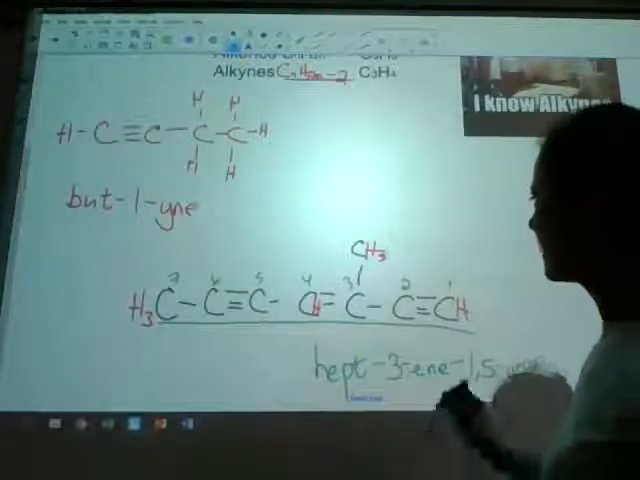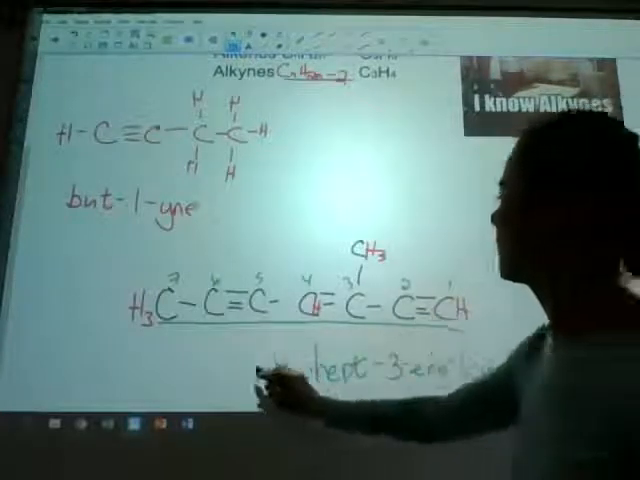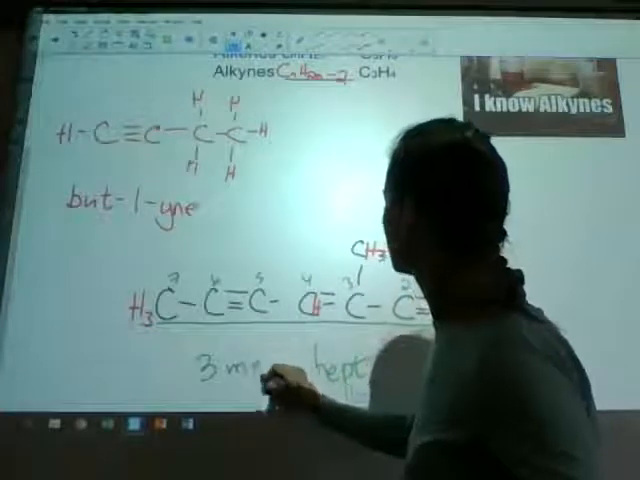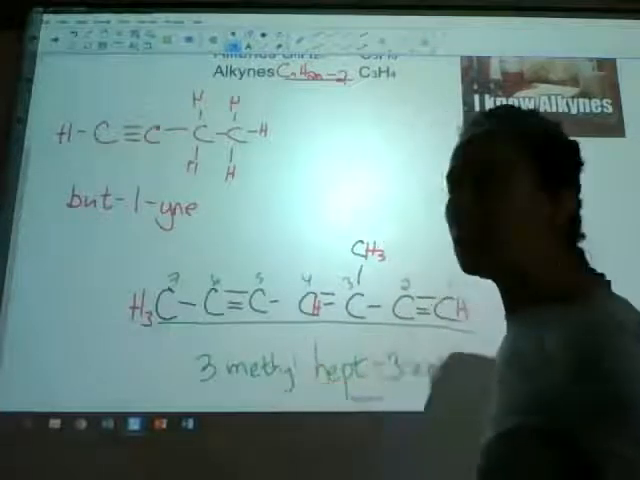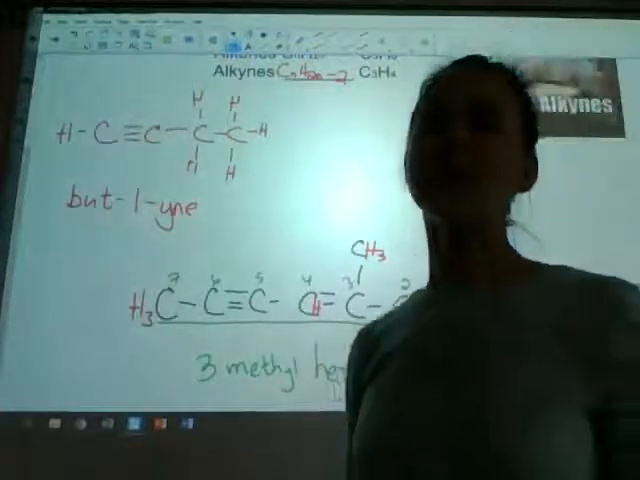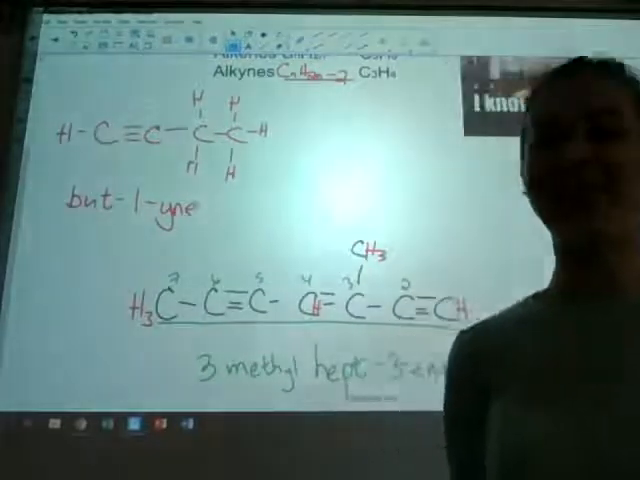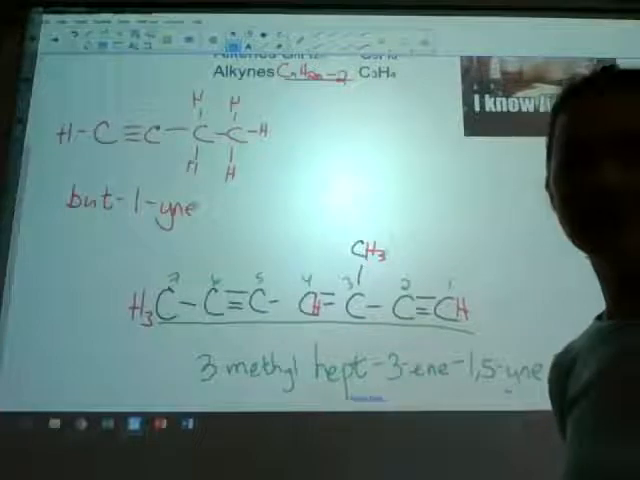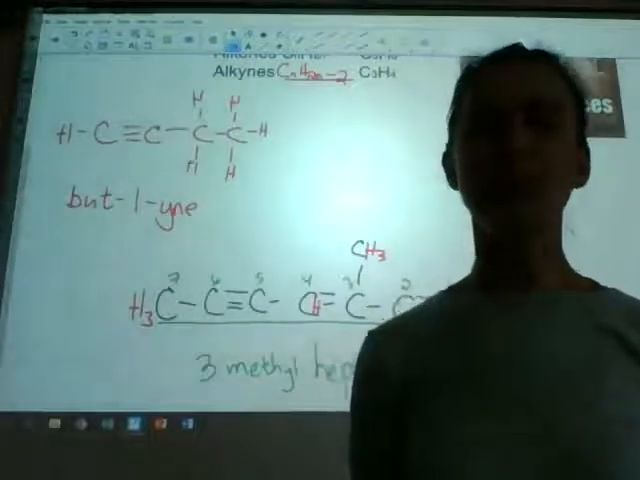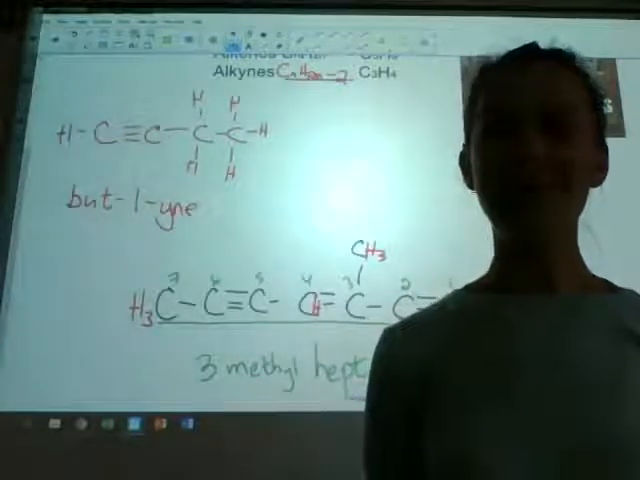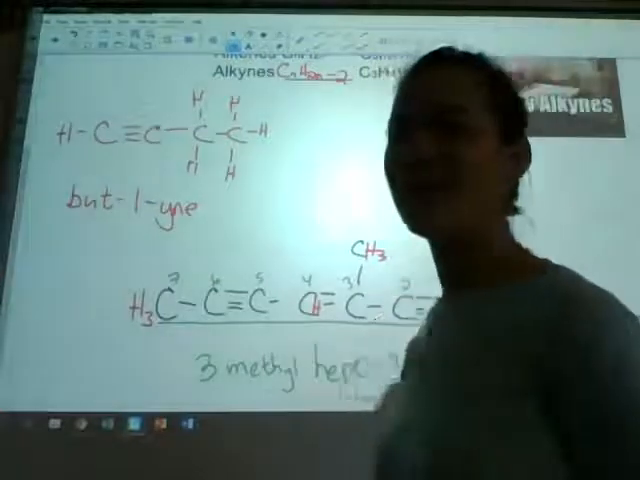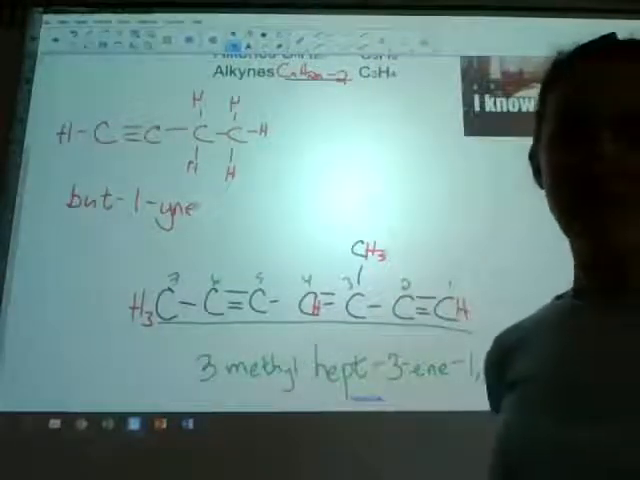Okay? And then the last thing is my branch. So on the 3rd carbon, I have a methyl group. So the name of this shape or formula or structure or molecule, however you want to word it, would be 3-methylhept-3-ene-1,5-diyne. So there's your structure for that one.